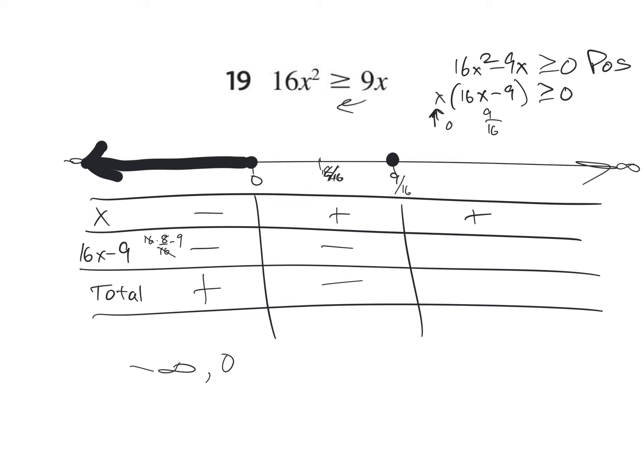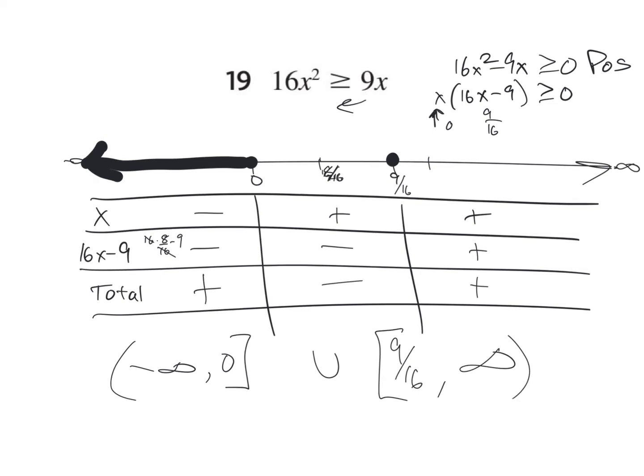You just need to know if it's positive or negative. And above 9/16, how about positive 1? That's positive x. 16 times 1 is 16 minus 9 is positive. Multiply together, give you positive. So 0 is included. 9/16 is included. All the way to positive infinity.